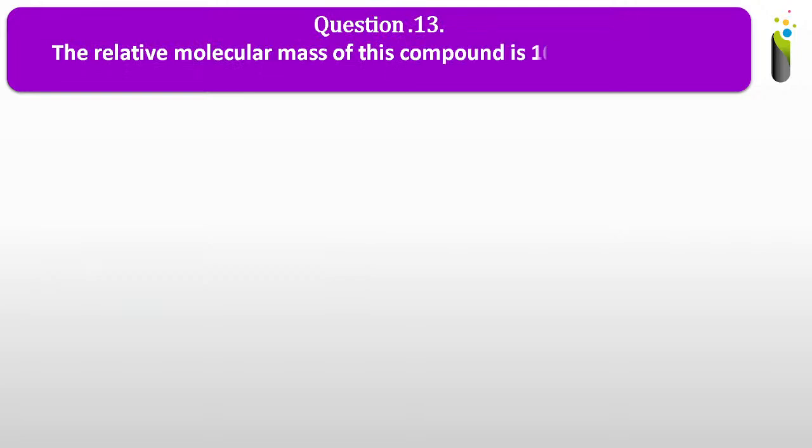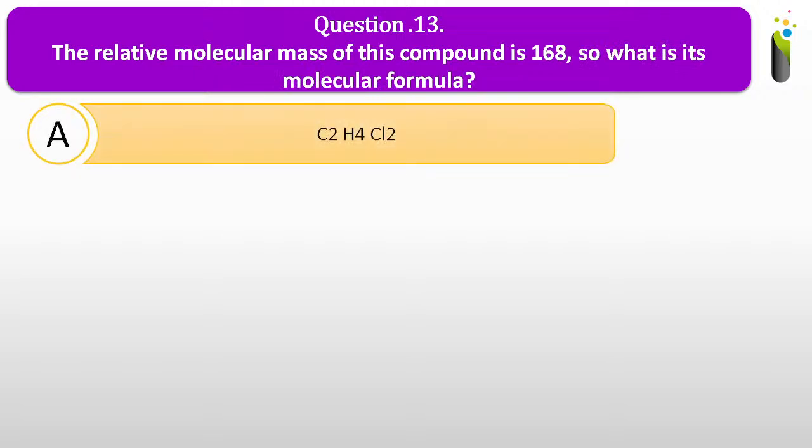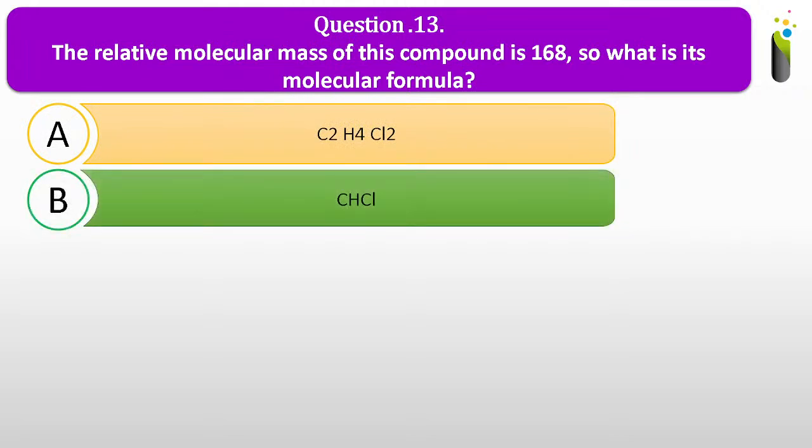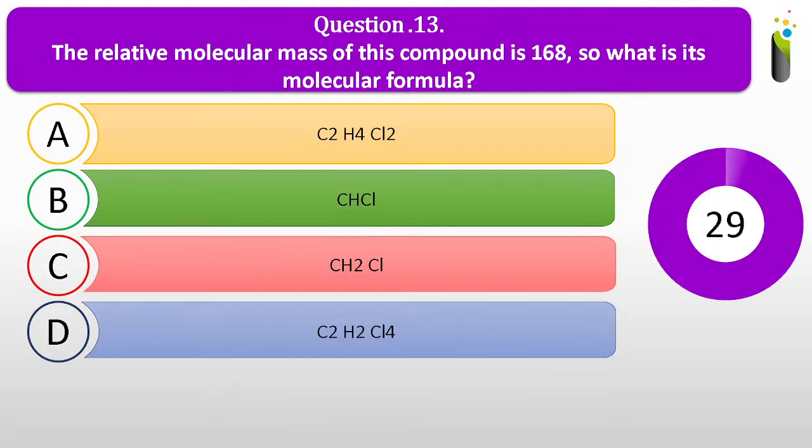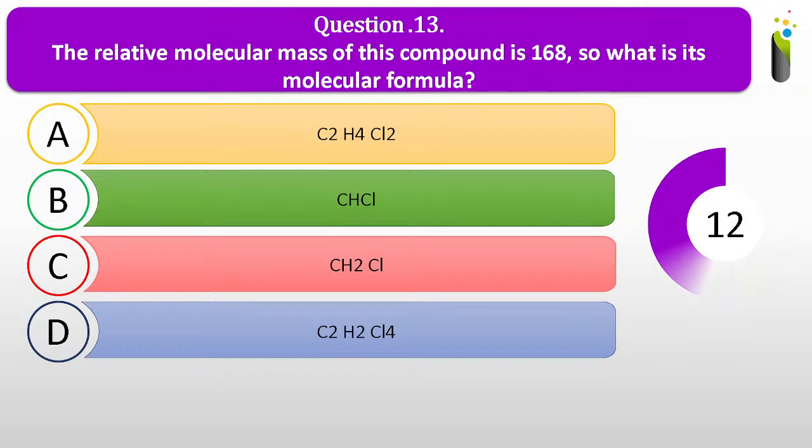The relative molecular mass of this compound is 168. So what is its molecular formula? A. C2H4Cl2. B. CHCl. C. CH2Cl. D. C2H2Cl4. So the relative molecular mass of the compound is 168. So what will be its molecular formula? The options I'm repeating: A. C2H4Cl2, B. CHCl, C. CH2Cl, D. C2H2Cl4.